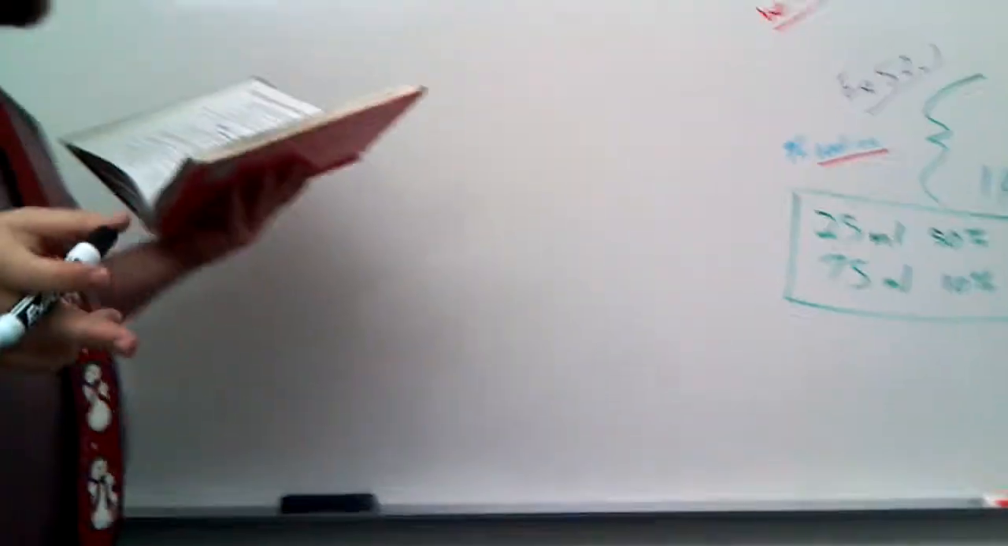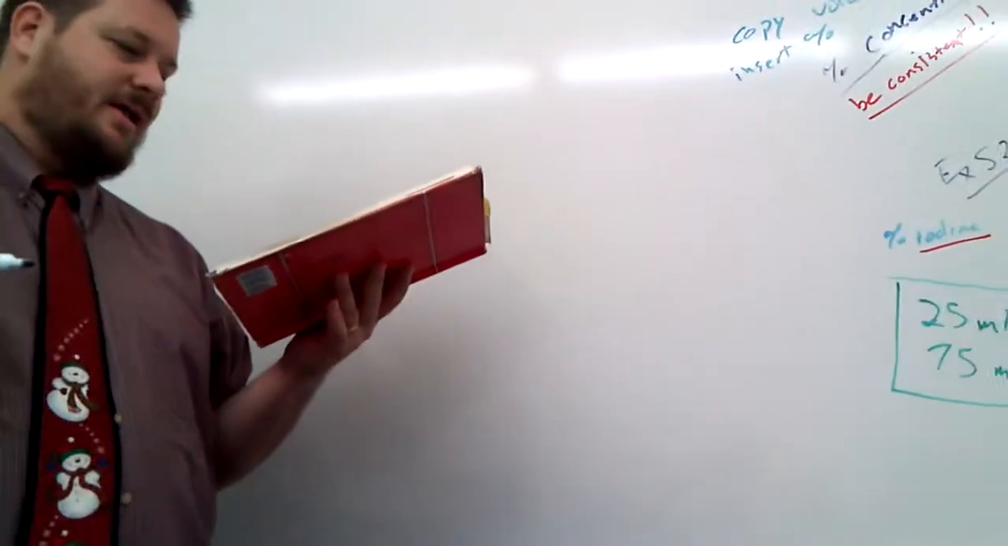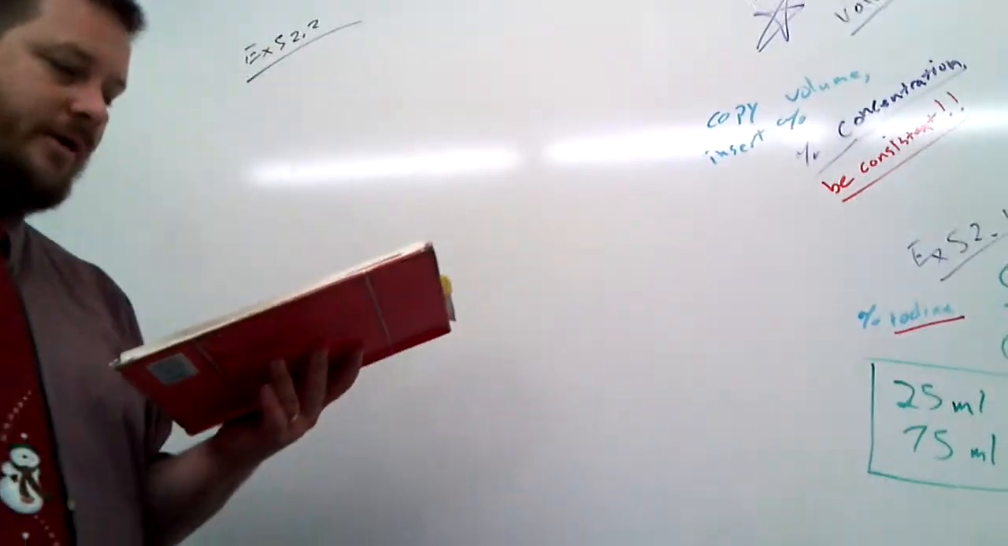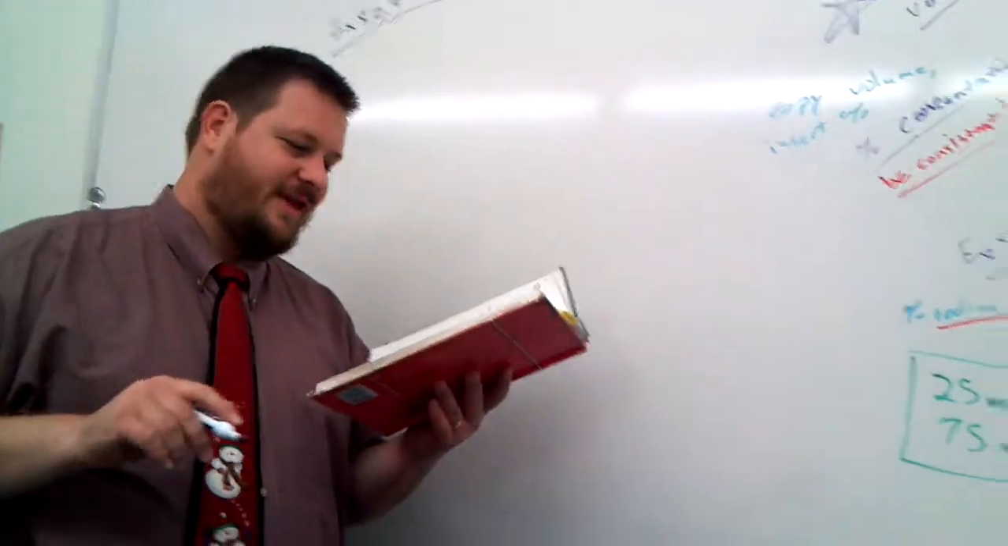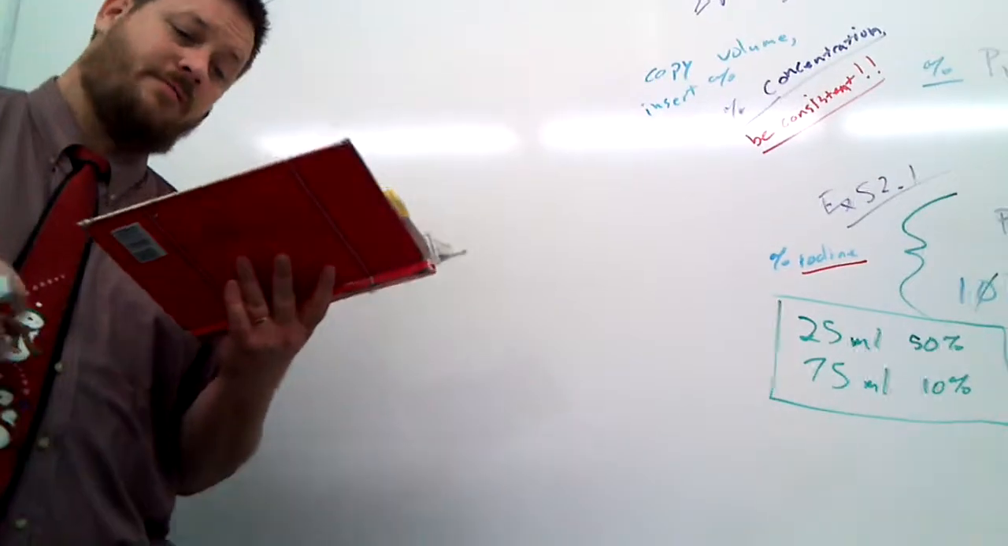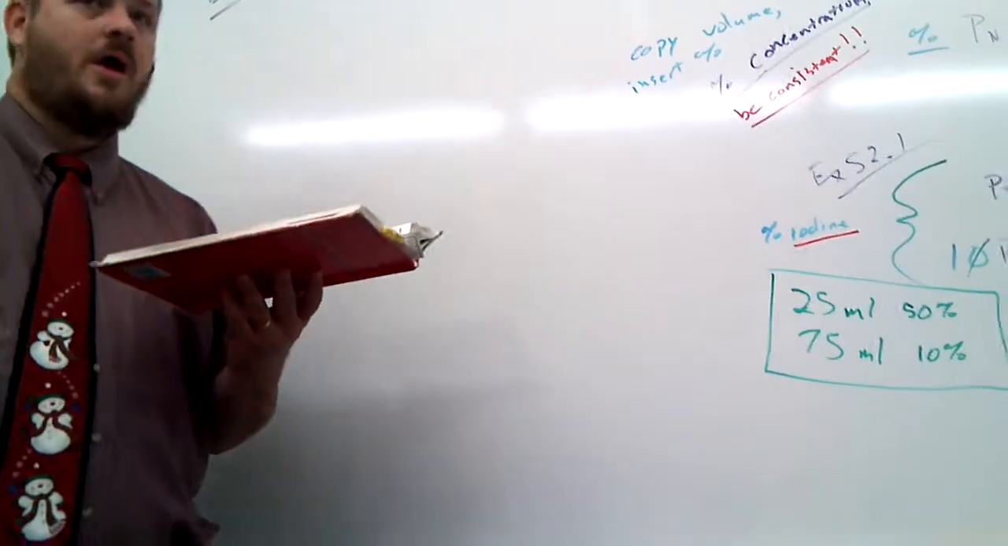So 52.2. Let's see. Let's read this one carefully. A chemist has one solution that is 10% salt and 90% water, and another solution that is only 2% salt. How many milliliters of each should the chemist use to make 1,400 milliliters of a solution that is 6% salt?